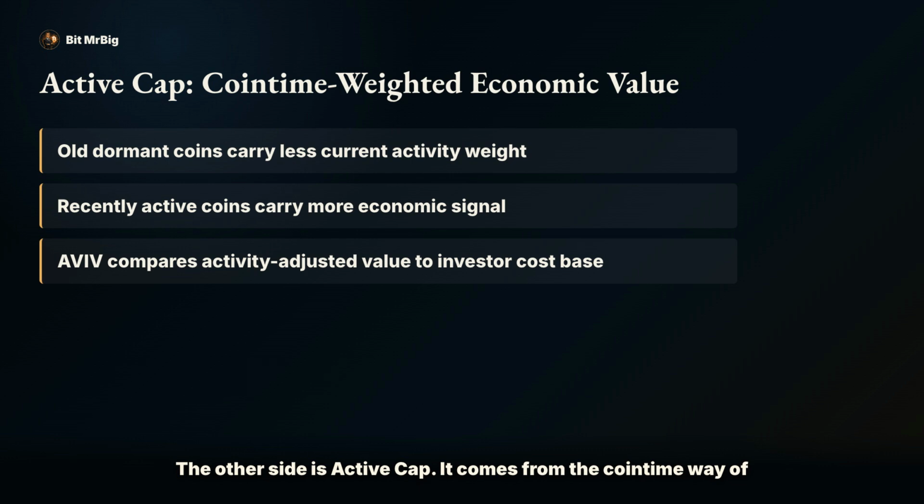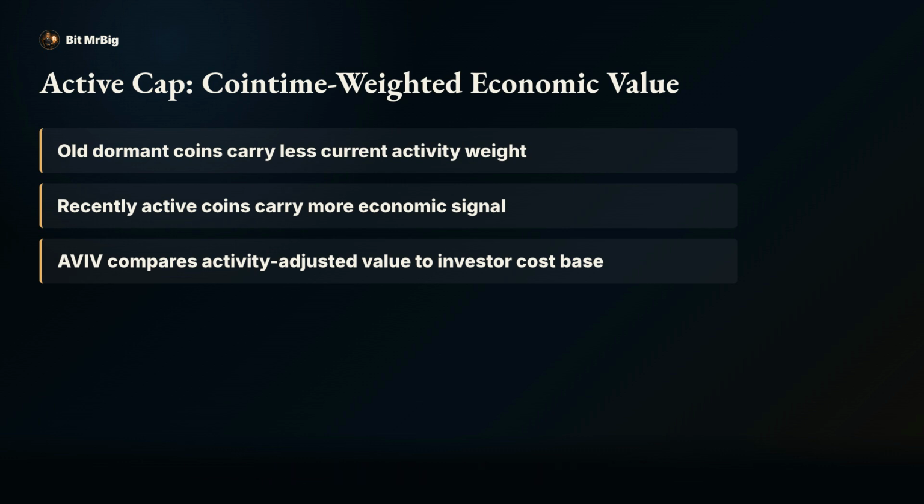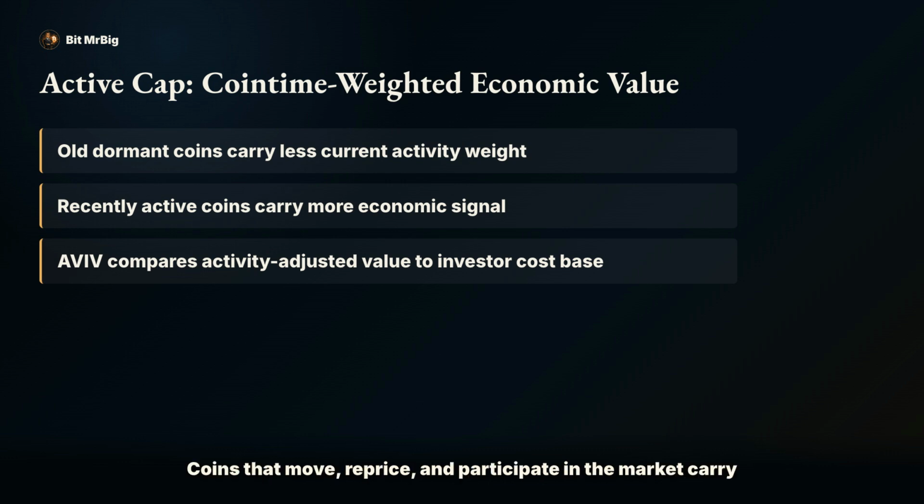The other side is active cap. It comes from the coin time way of thinking. Coins that remain dormant for a long time are not expressing much current economic activity. Coins that move, reprice, and participate in the market carry more information about current investor behavior. So AVIV asks a sharper question. Compared with the investor-funded capital base, how hot or cold is the active economic value of the network?